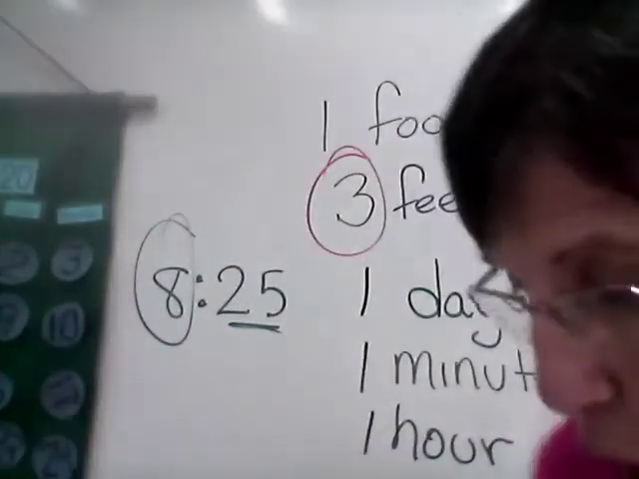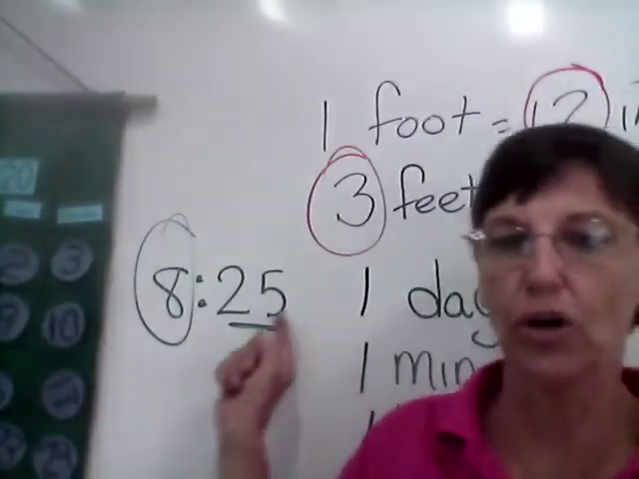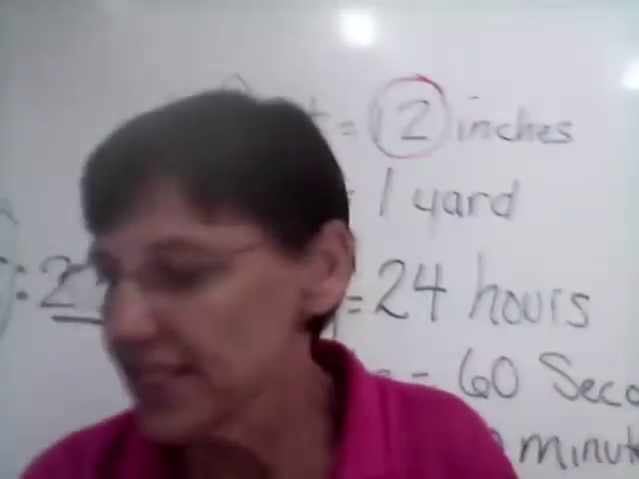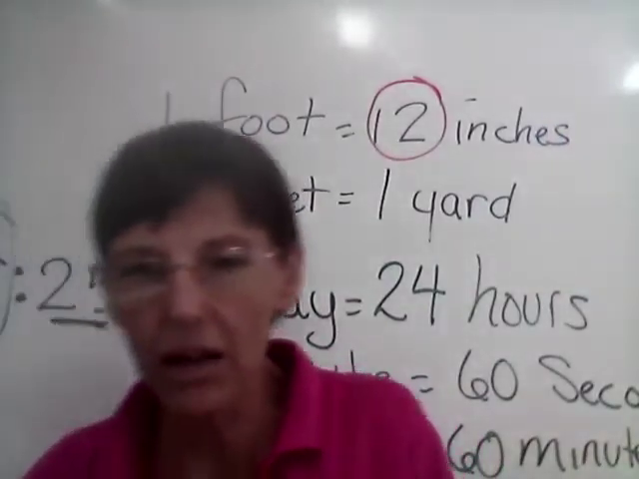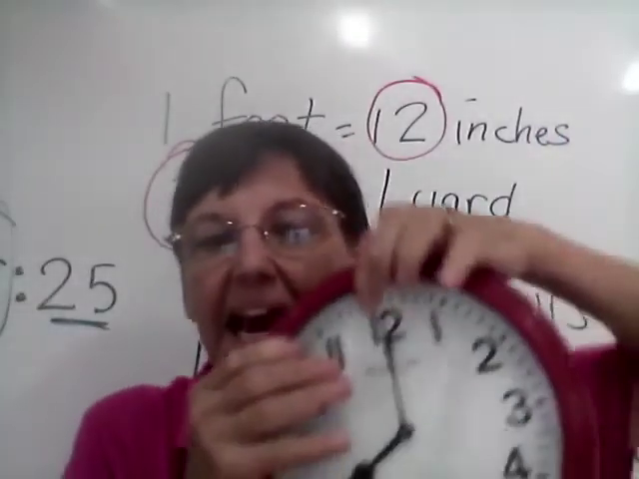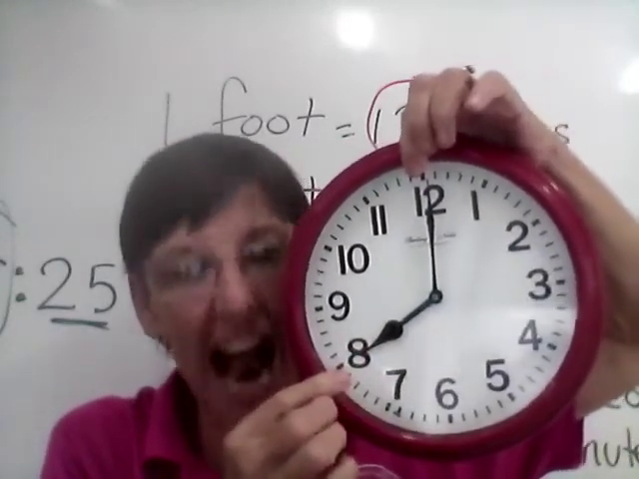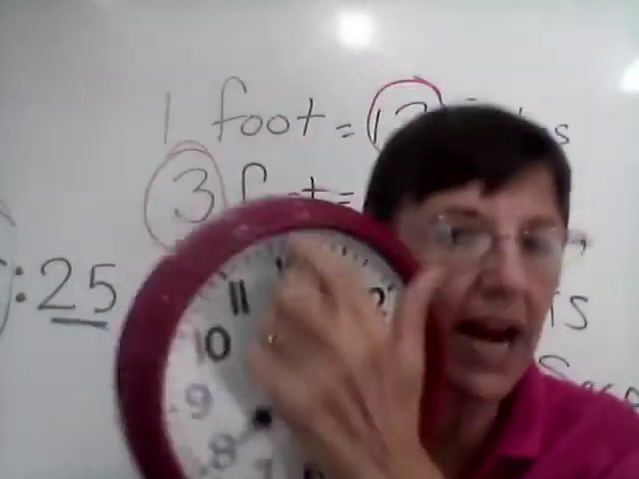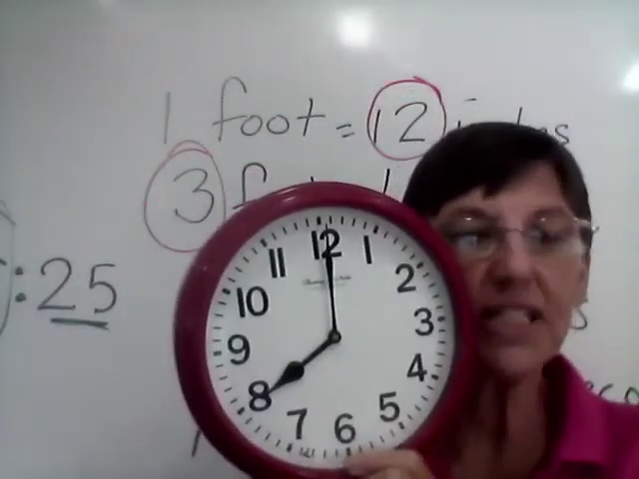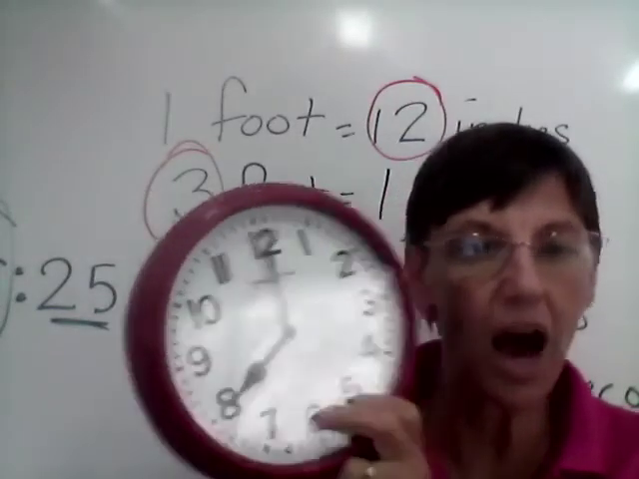So, on the clock, we call this an analog clock. This is digital. We call that a digital clock. This is our analog clock, okay? So on our analog clock, we have a big hand and a little hand. The little hand tells the hour, okay? We're going to start with our minute hand straight up, okay? That'll just tell us the hour. So now, what time is it? It's 8 o'clock.